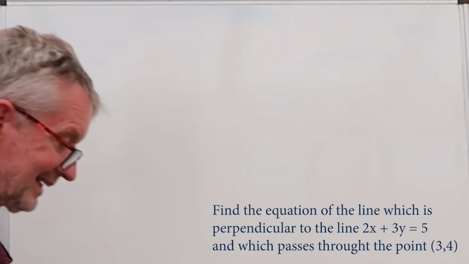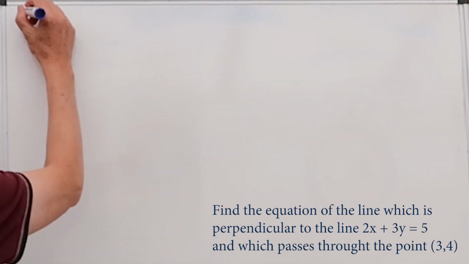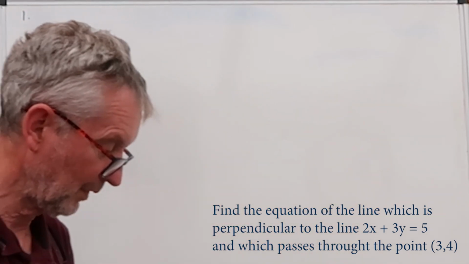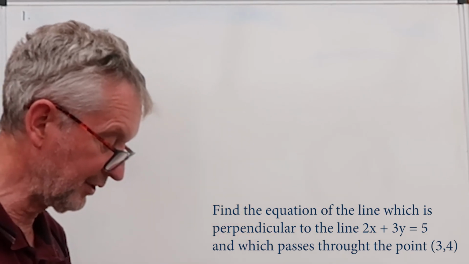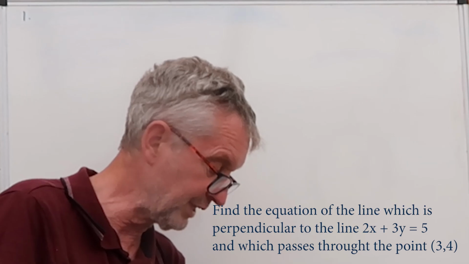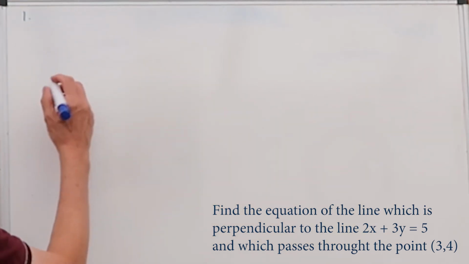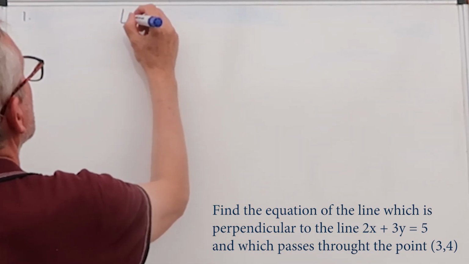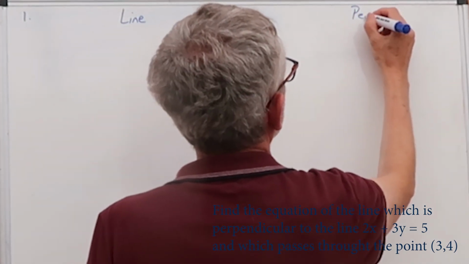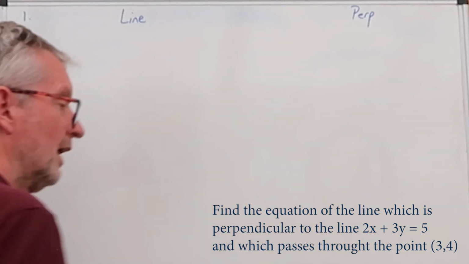So question 1 says, find the equation of the straight line which is perpendicular to the line 2x plus 3y equals 5 and which passes through the point (3, 4). So the first thing I'm going to do is split my board into two. One side for the line, another side for the perpendicular line.